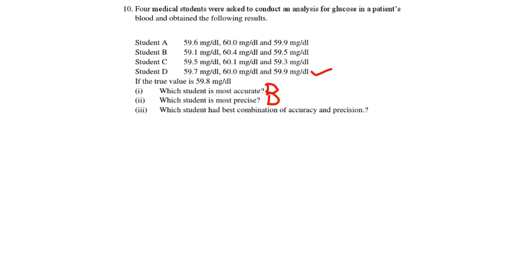Now for the most accurate, you can go back again and compare all the values to 59.8. So that one, that's a difference of 0.2. That one is a difference of 0.2 again. Then that one, that's a difference of 0.1. So 0.2, 0.2, 0.1. Then this one 0.1, this one 0.2, this one 0.1. So for me, I'm convinced D remains the best. Okay, you can verify with your trials.